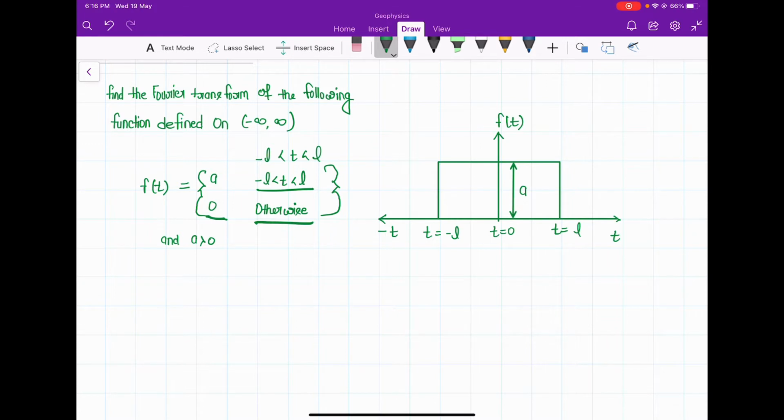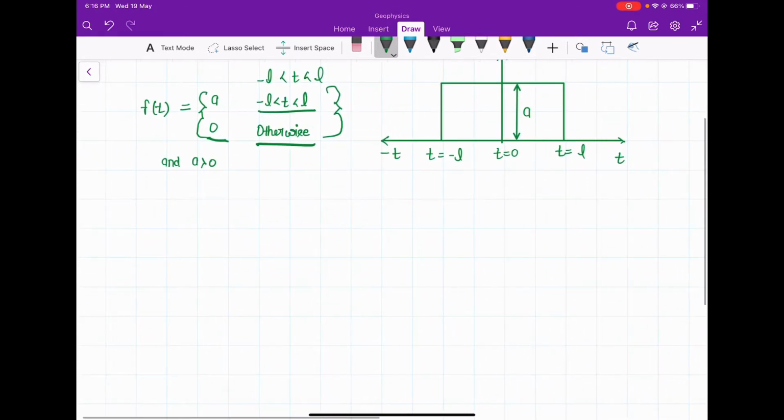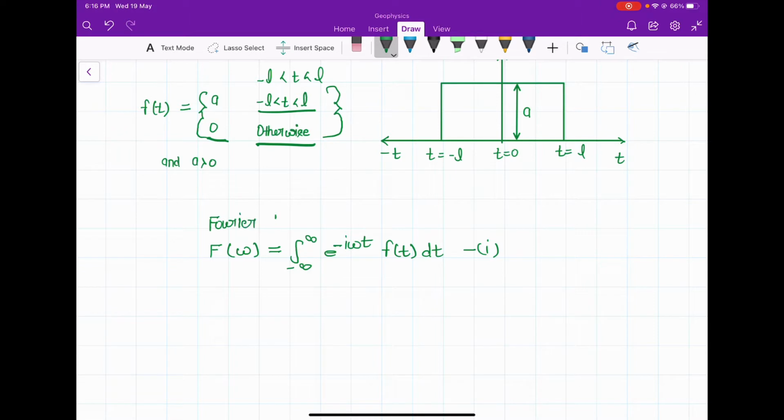So as you know, the Fourier transformation F(omega) is defined as the integral from minus infinity to infinity of e to the power minus i omega t f(t) dt. So this will be your equation number 1. So this is your Fourier transformation.